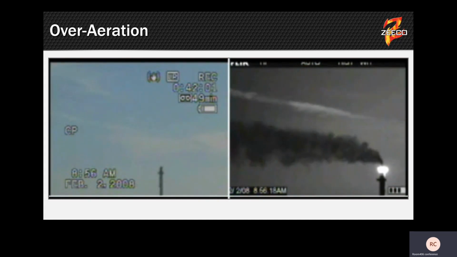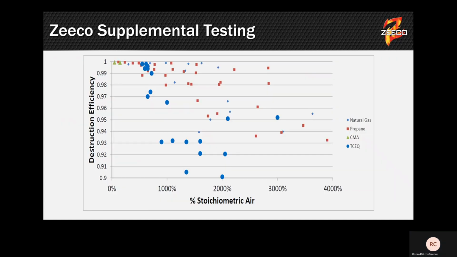And in particular, this is an air flare. As most in industry will know, there's a challenge with over-airing or over-steaming, and over-application of assist media. So how do we prevent that? This is part of the TCQ testing that took place several years ago. Zeeco also did some supplemental testing.